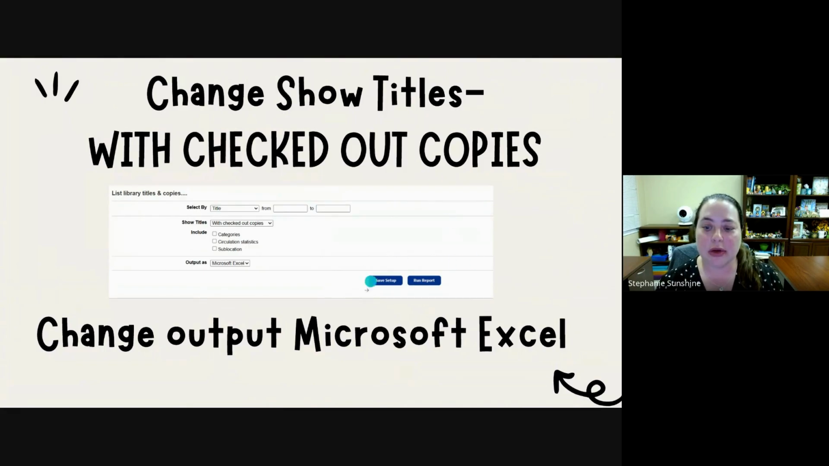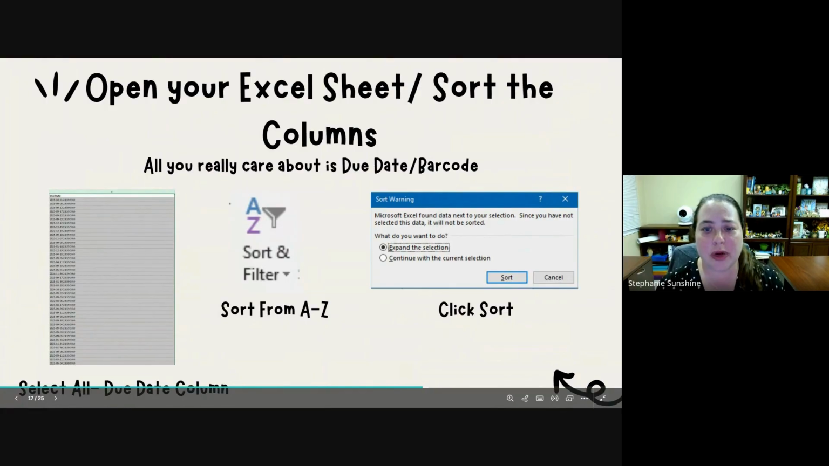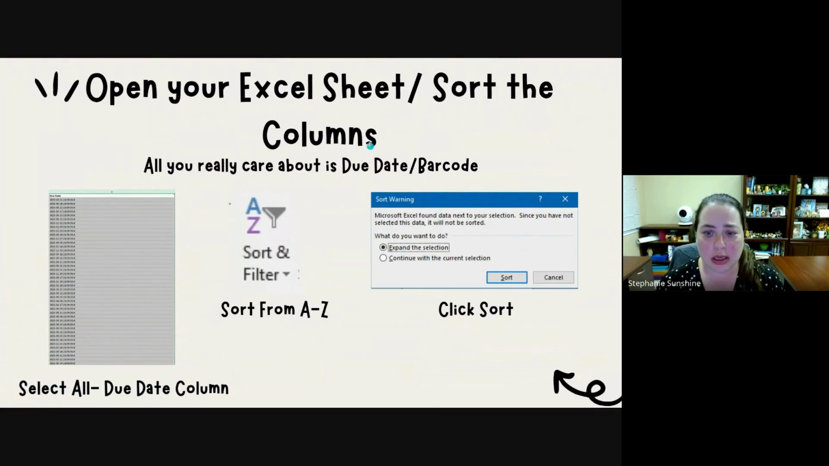Then you're going to click Run Report or Save Setup, whatever you want to do. And then you're going to open your spreadsheet, and you only need 2 columns. You're going to get a lot of information, but you're only focused on 2 columns: the due date and the barcode. You can delete everything else on that spreadsheet. You don't need it. So you're focusing on 2 columns.